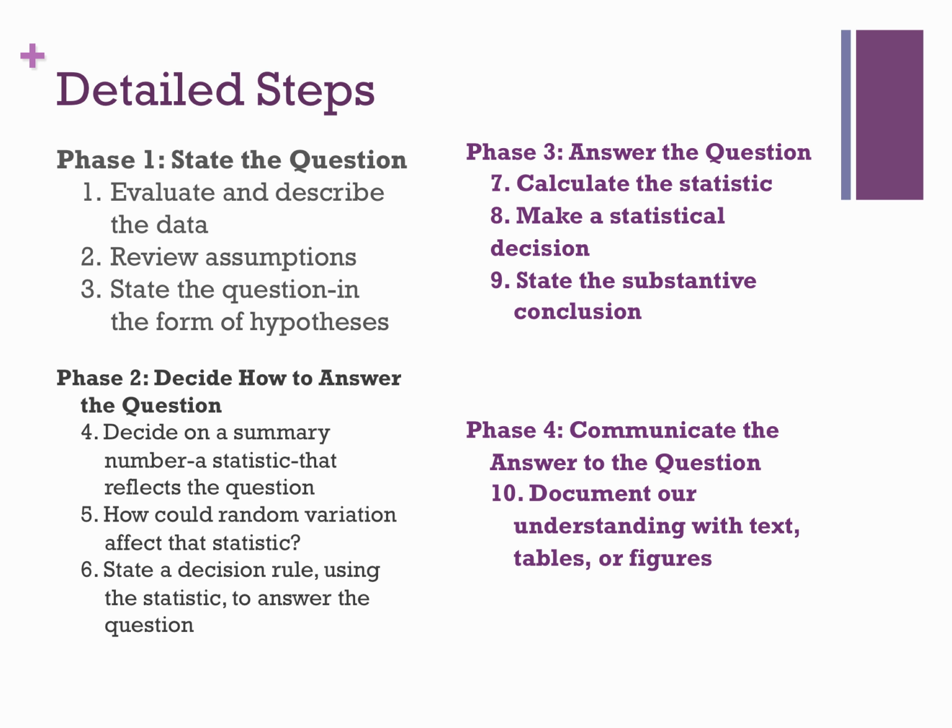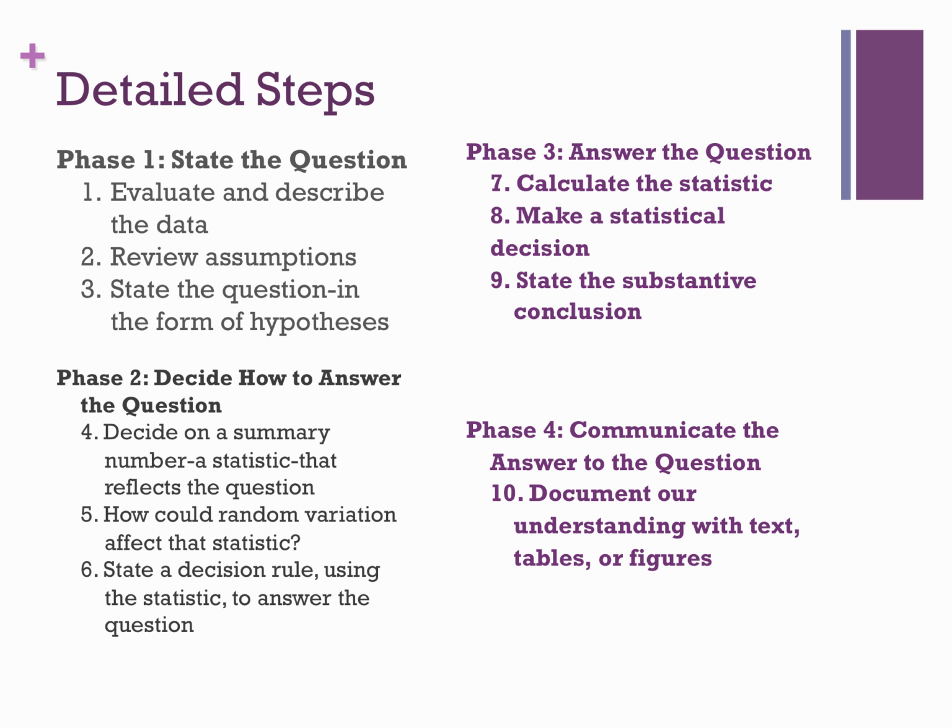We've already in detail looked at phase 1, where we are stating the question, evaluating and describing the data, reviewing the assumptions with the data, and stating the question in the form of a hypothesis. We've looked at phase 2 on deciding how to answer the question, deciding on our summary statistic. For us, it will be proportions with categorical variables. How will random variation affect that statistic? Remember, if what we see is due to chance, we expect to observe a proportion similar to the proportion we expected to see. And then we state a decision rule using the statistic.